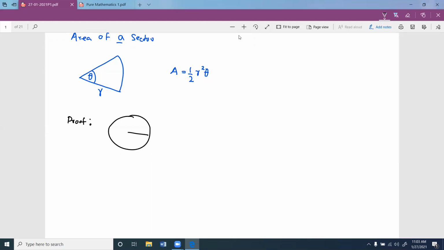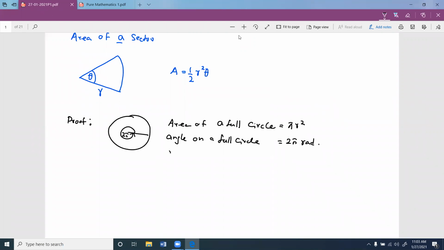full circle, the area of a full circle. What is the area of a full circle? We know that it's pi r squared. Then if you go ahead with the complete angle in radians, that is equal to how much? 2 pi. So the angle on a full circle is equal to 2 pi radians.